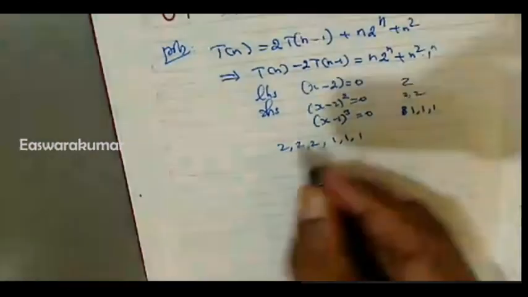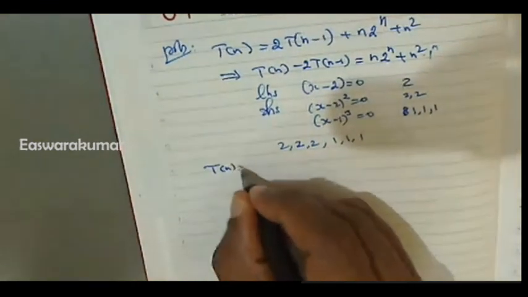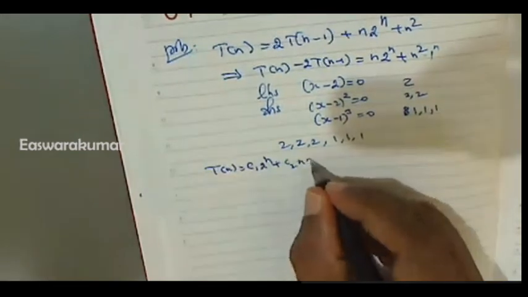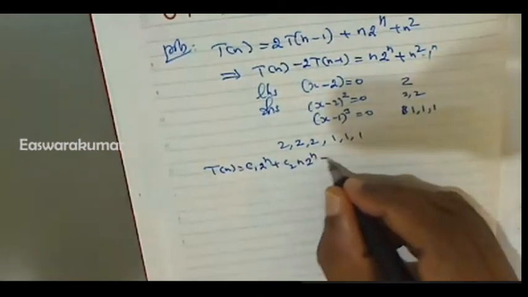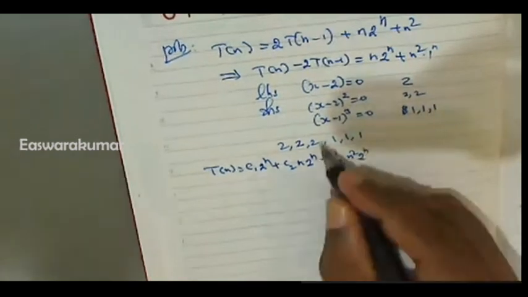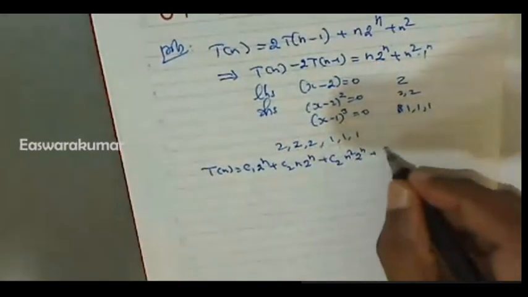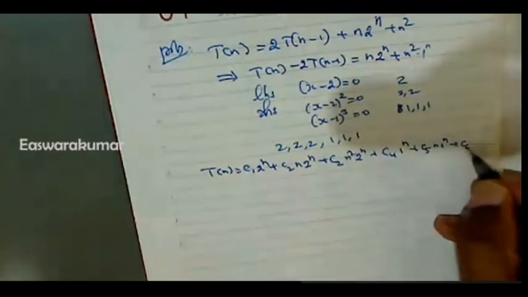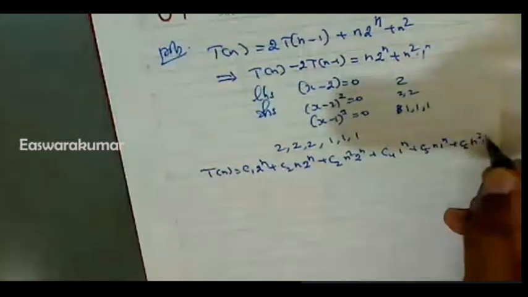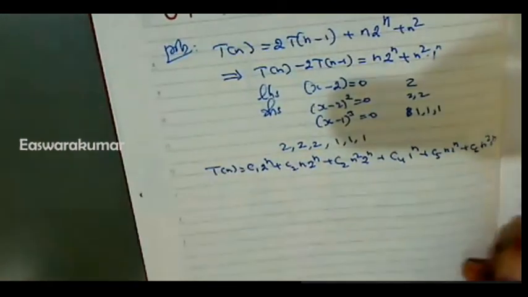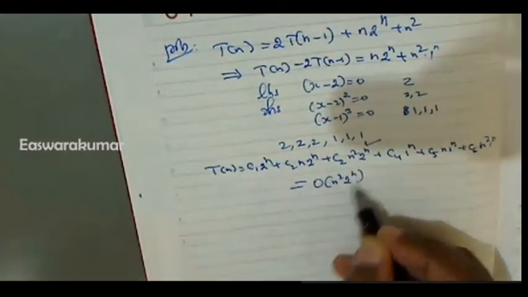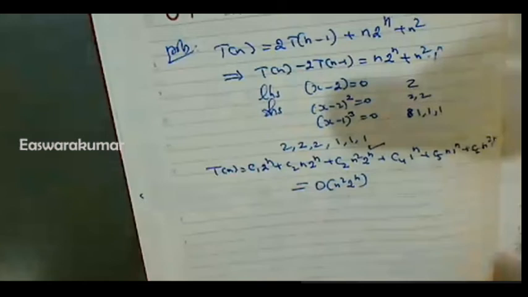So if you write the complexity, what you get? T of n is equal to C1 2 power n plus C2 n 2 power n plus C3 n square 2 power n for these 3. And for the remaining things, C4 1 power n plus C5 n 1 power n plus C6 n square 1 power n. Now if we compare that, this term is larger, right? So that is equal to order of n square 2 power n. So that's the overall complexity.